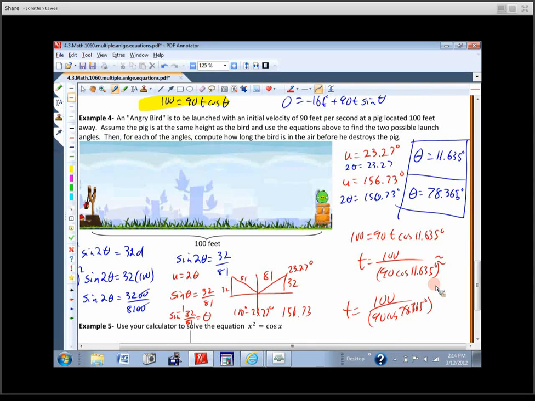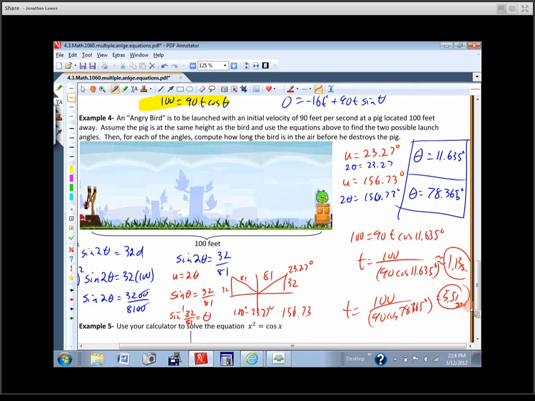You're this good at texting and you can't punch buttons fast enough? 1.13 seconds for this one. And what about the other one? 5.51. Okay? Okay, again, both of those in seconds.